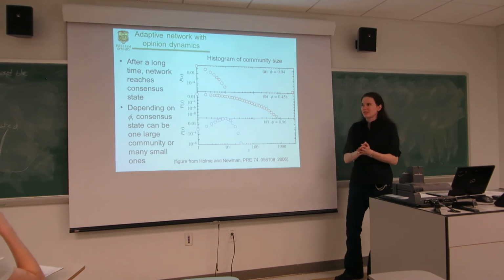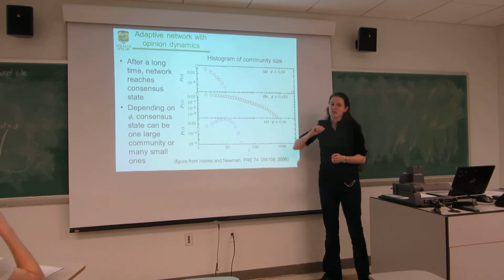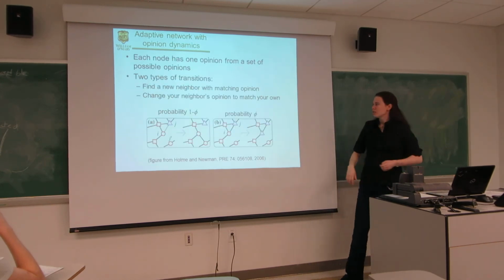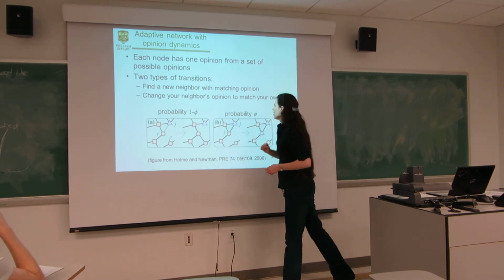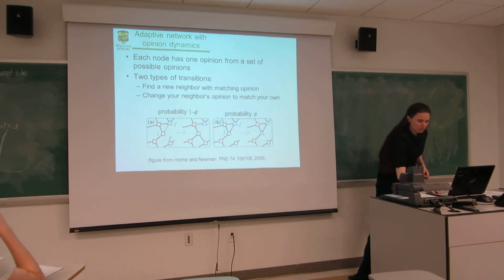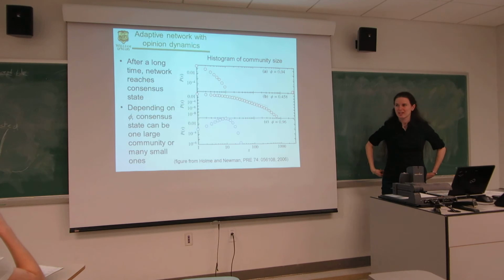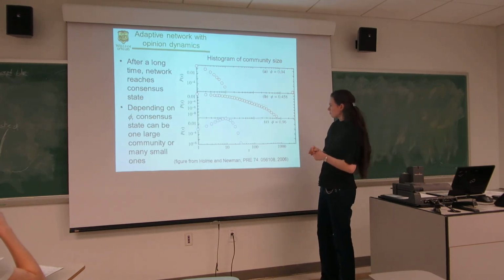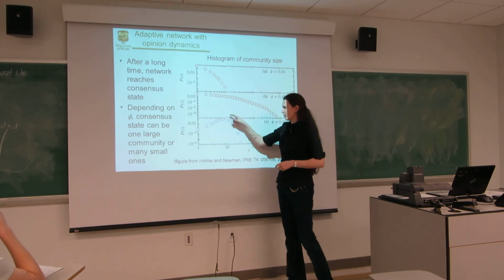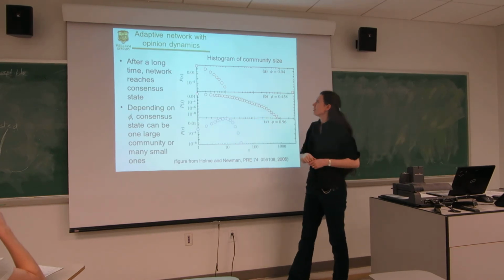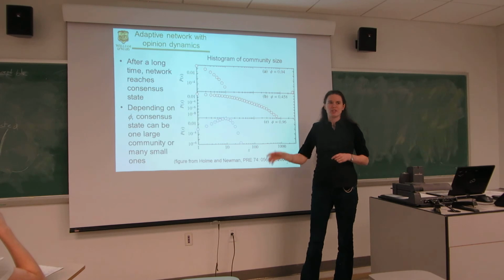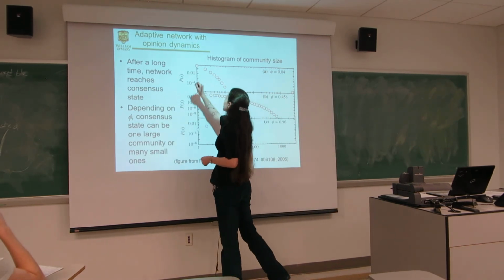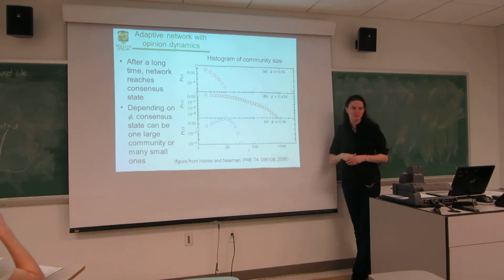But what consensus state you get is going to depend on this phi, which determines are we mostly dropping our friends and finding new ones, or are we mostly convincing people. So in the case of everybody's convincing everybody else, we're going to have a big cluster, it didn't fragment, and they all agree. In the case of everybody's dropping their connections in favor of somebody who does agree, we're going to have a bunch of little clusters and some kind of phase transition between.